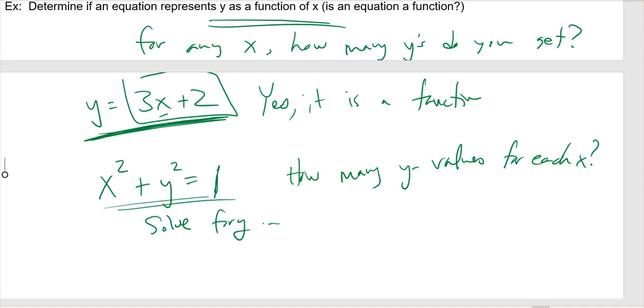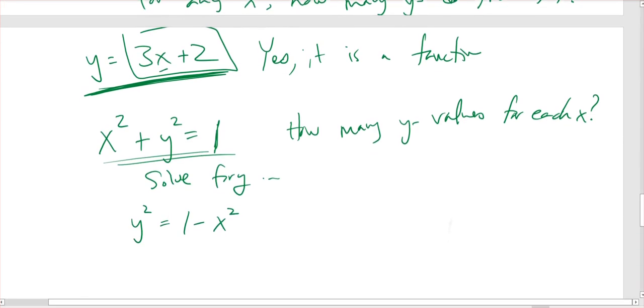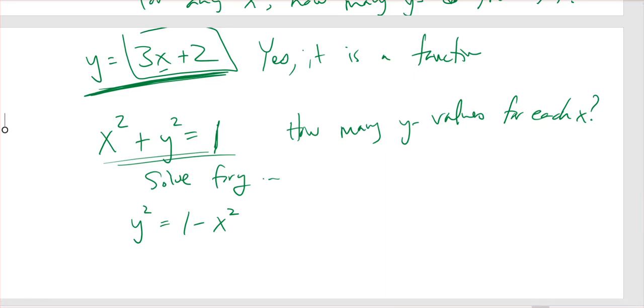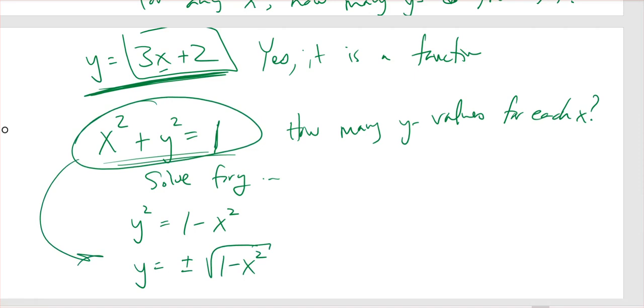If I'm going to solve this for y, we want to get y alone. So the first step is to subtract x squared from both sides. Now I've got the y stuff alone, but I would have to do that square root business. I would have y is plus or minus the square root of 1 minus x squared. So this is equivalent to this, and another way to say that is they represent the same thing.